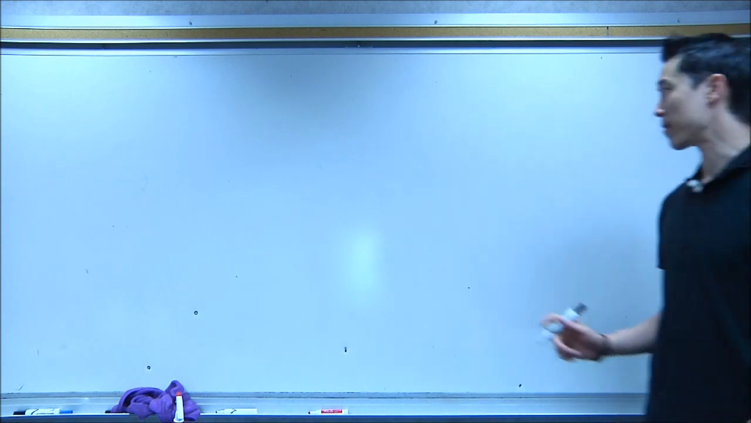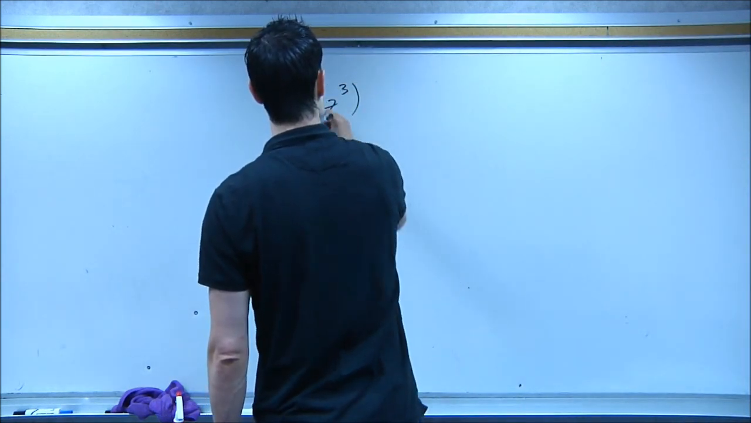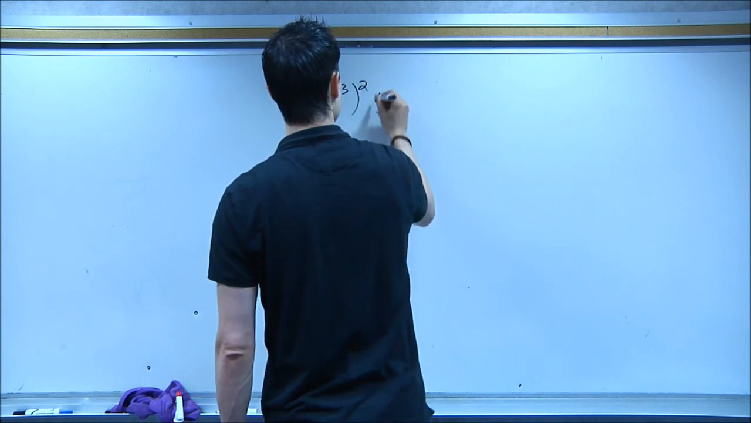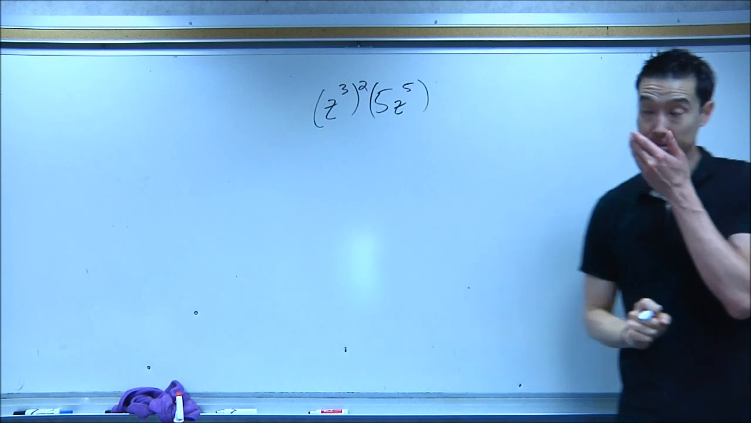Okay, let's try this one. Z to the 3rd raised to the 2nd power times 5z to the 5th. Okay?